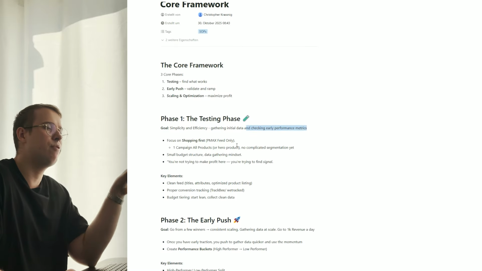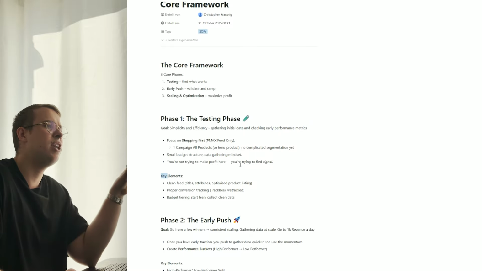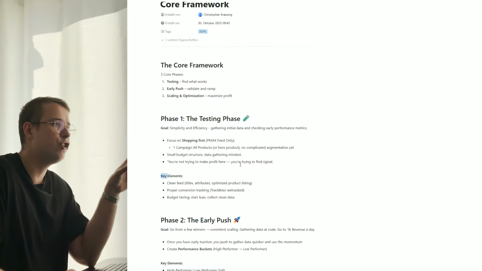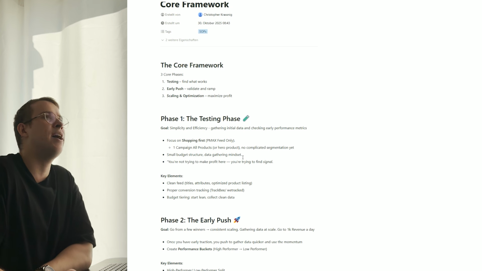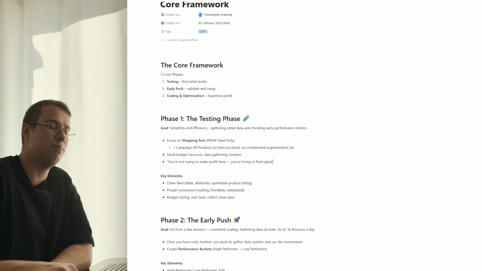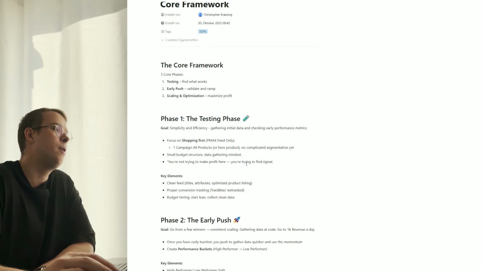Just gather some data first for 1-2 weeks, getting the first few purchases in. Keep in mind, you're not trying to make any profit here yet. Keep it efficient, of course, but that's not the phase where you get a 25-30% profit margin, right? You're not optimizing on profits here yet. You're trying to find some early signals, some momentum that's coming in that you can push.